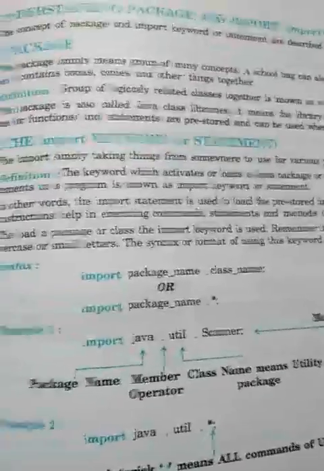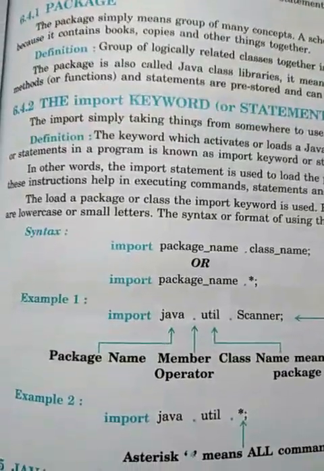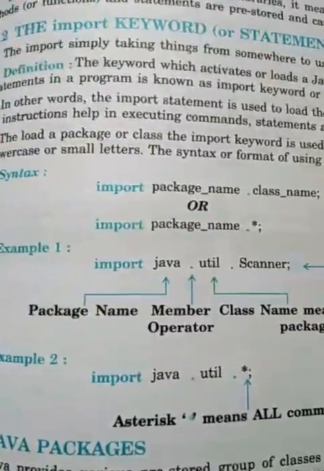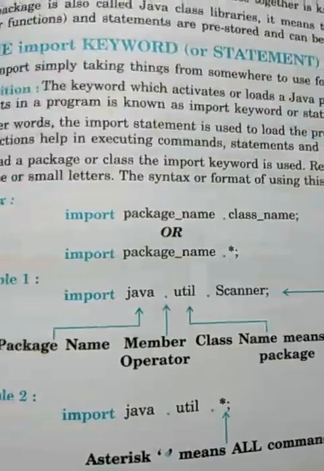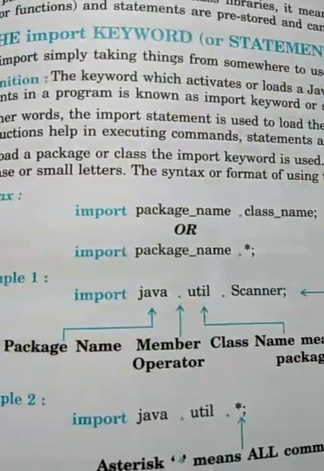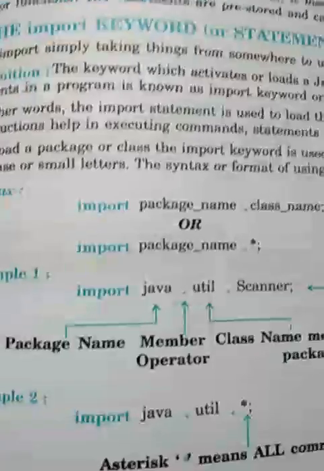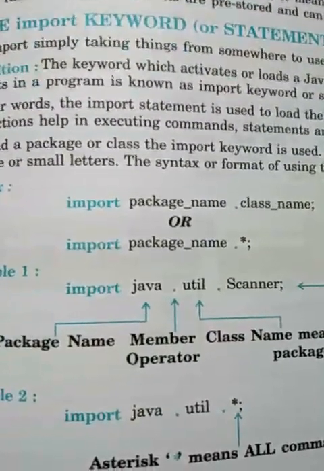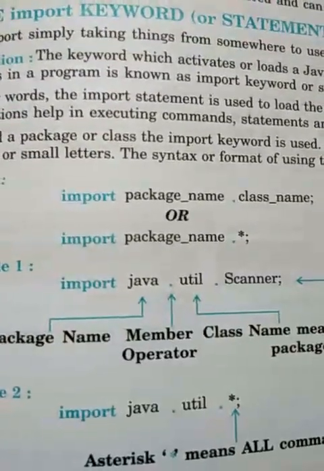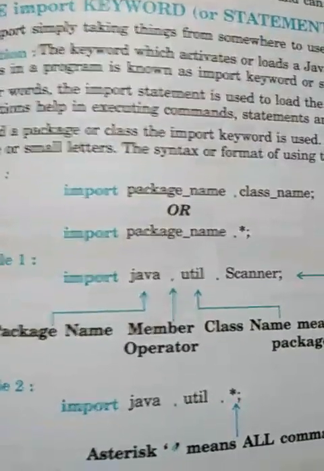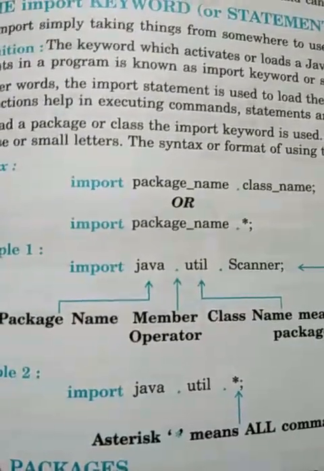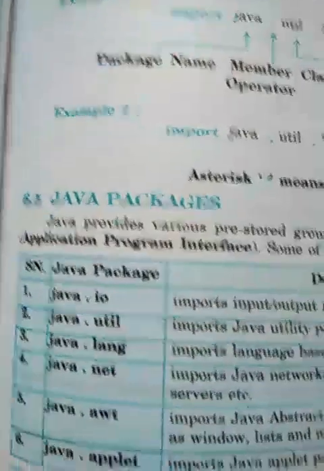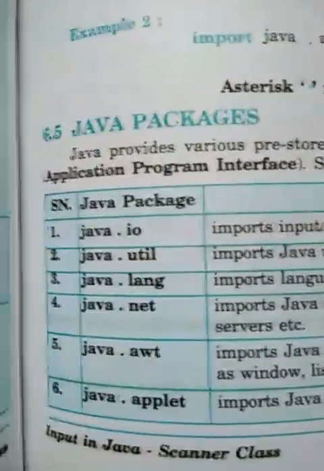We require a specific package for specific functions. Now there are some examples of packages and the statement for importing a package. There is the import keyword, then the package name, dot, then the name of the class, and so on. Or you can write import package dot star, so all the classes of that package will be imported into your program.